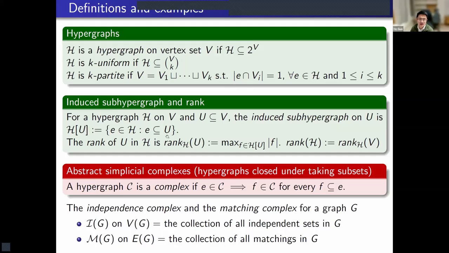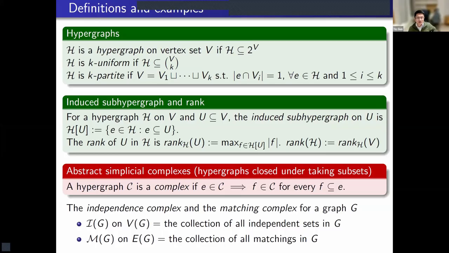We also define the rank of a vertex set. It's just the maximum size of an edge in the induced subhypergraph. And we also define the rank of the hypergraph. It's just the maximum size of an edge in the hypergraph, so that is equal to the rank of the whole vertex set V. Okay, so that is the definition of hypergraph.